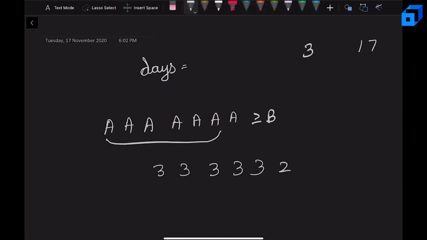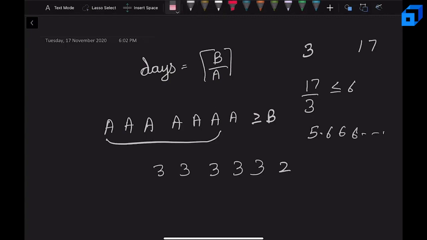So we can say that the total number of days required will be ceil of B by A, where ceil is the smallest integer greater than or equal to B by A. For example, for 17 by 3, this will be 6, because this is the smallest integer which is greater than or equal to 17 by 3, since the value of 17 by 3 is something around 5.6666 and so on.